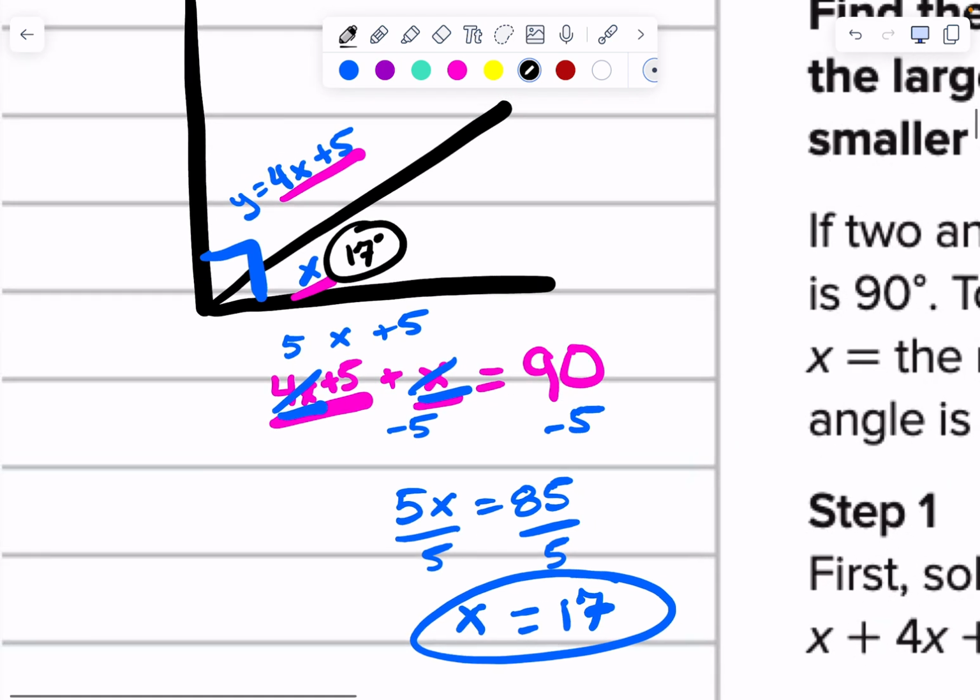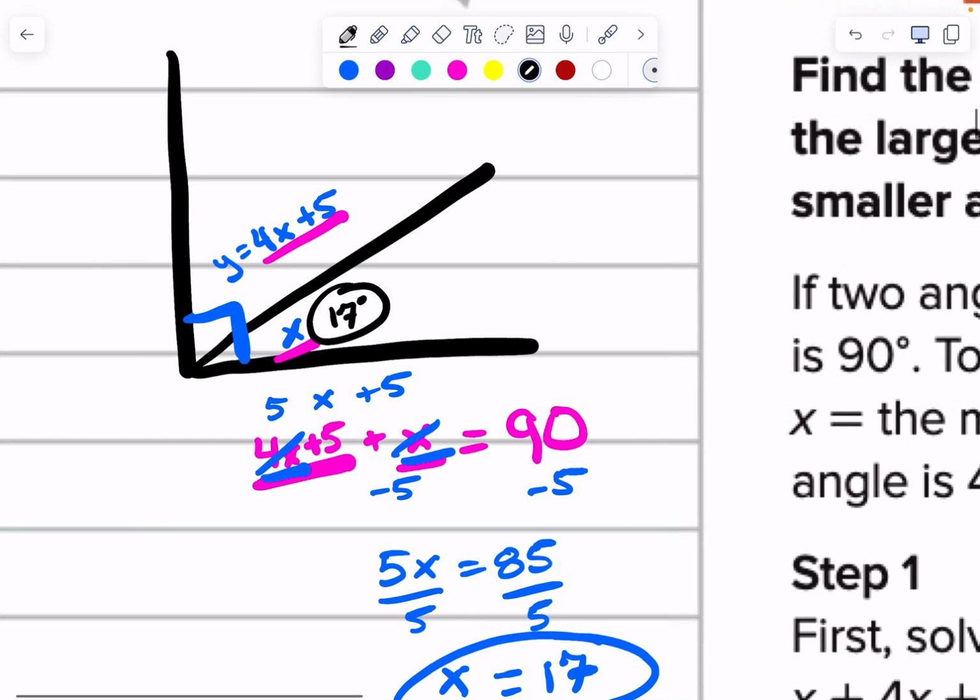Okay, now, what's the other angle? What's angle y going to be? He is going to be 73 degrees. How did you get 73 degrees? You can plug 17 into that equation, or I know that they both add up to be 90, right?